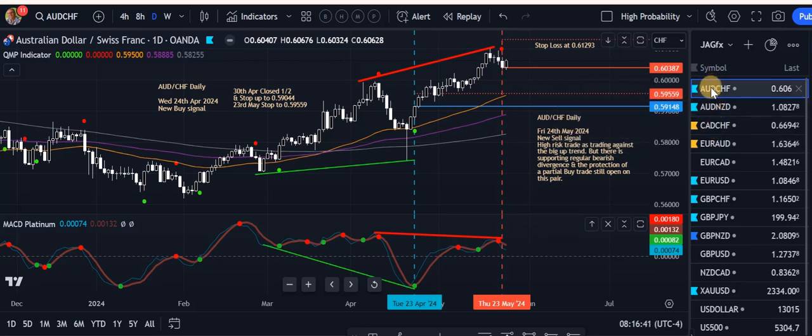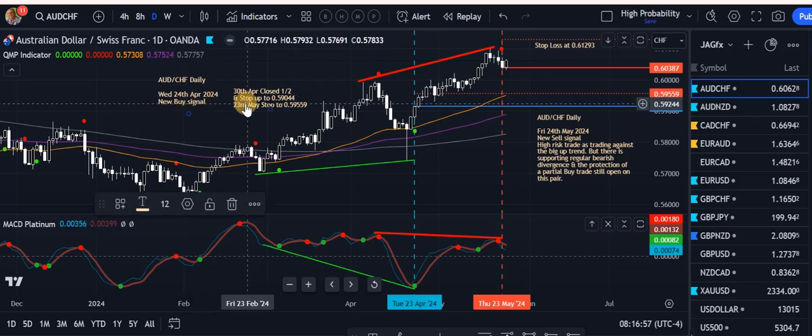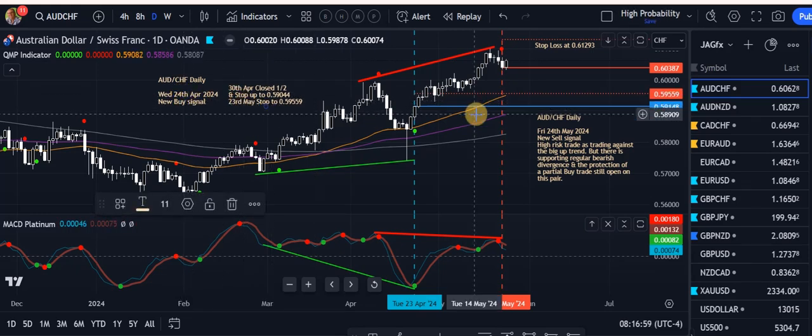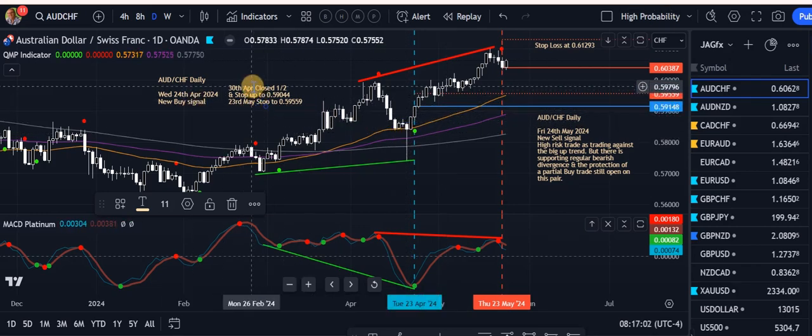All right, let's start with the Aussie Swiss. Now, normally the most recent trade will be on the right with information. So you'll see the pair, the date, the signal, and my thoughts behind the trade. If you see information on the left, it's just normally the basics, the date, the signal, and any trade management. So in this case, there was a buy on the 24th of April, and there's my trade management.